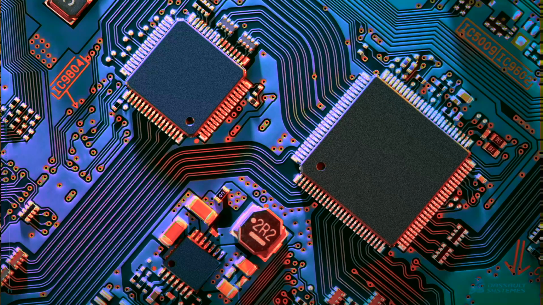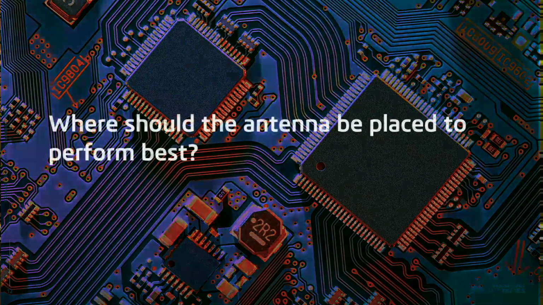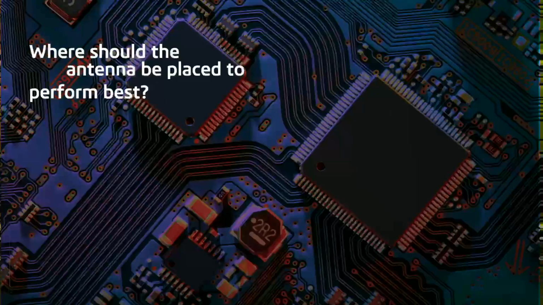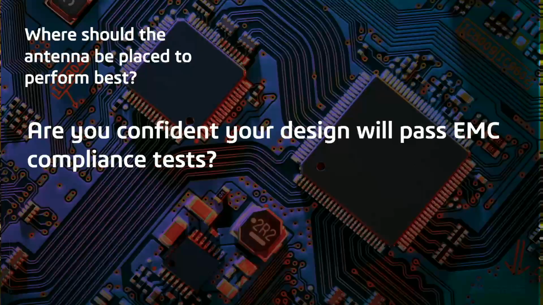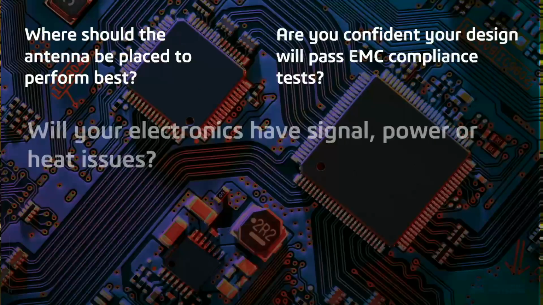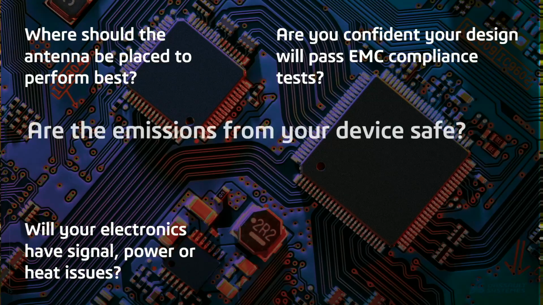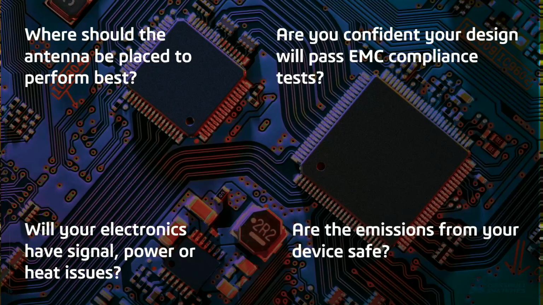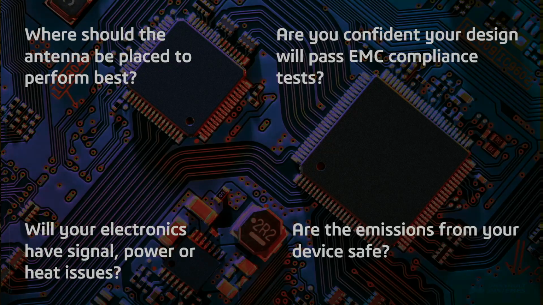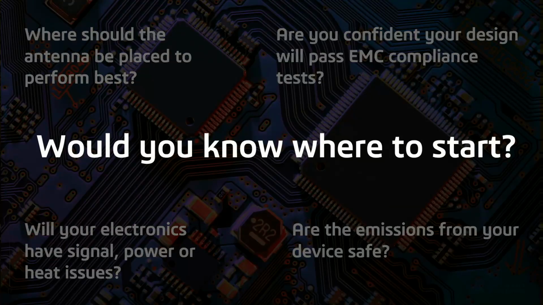Now, we'll ask some questions here. Some questions that I know a few years ago, before I got into electromagnetics, I probably wouldn't be able to answer. So, where should you place an antenna to perform best? Are you confident your design will pass EMC testing? Will you have thermal issues that you need to manage, or signal issues, or power issues in your design? Finally, are the emissions from your device safe? Now, these are all concerns, and if you had to answer these today, would you know where to start?